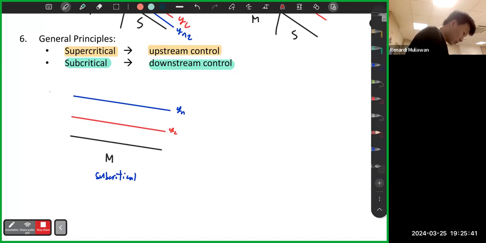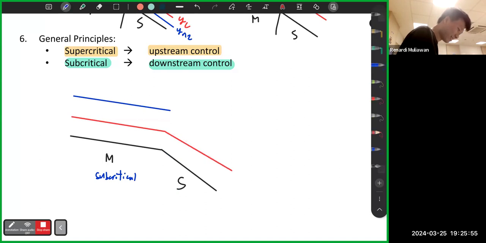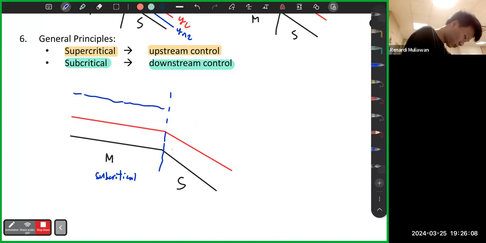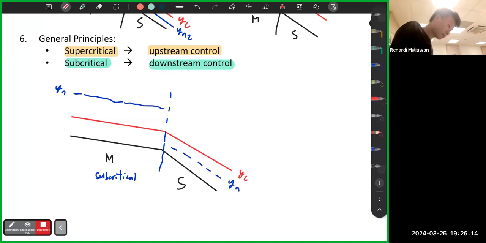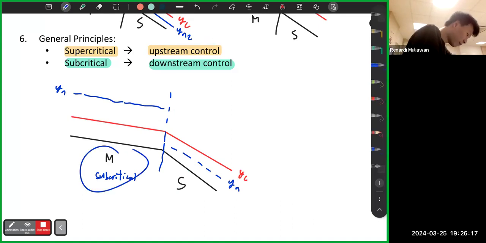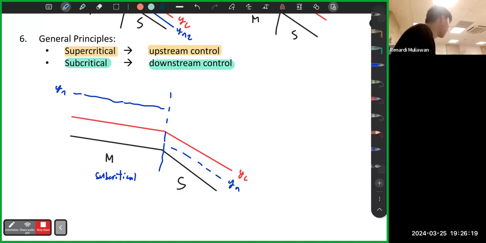So for example, something like this, the same example again. Imagine you don't draw the water profile first. Draw this one first. So this is YN, this is YC. Again, M is a subcritical flow, so it cares about what happens downstream.